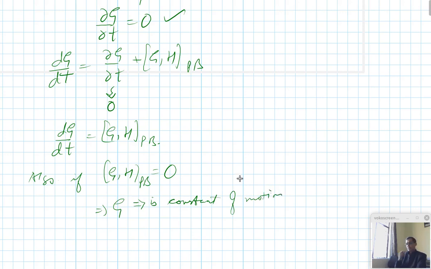Thus, we can talk about the constant of motion in terms of Poisson brackets, and this is a very interesting point which we are getting. So this is all about this. Now in the next lecture I will talk about a very interesting identity, which we call the Jacobi identity. So that's all for this lecture.